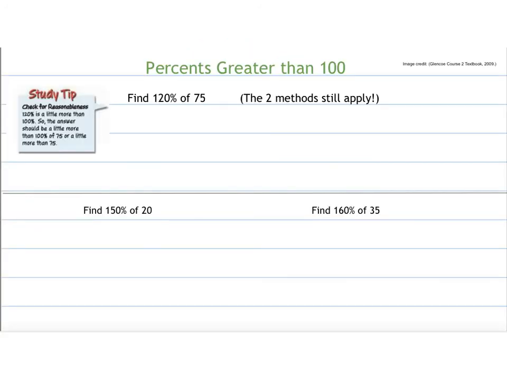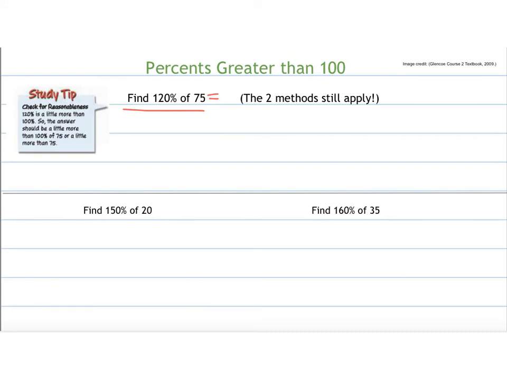So if we have a percent greater than 100, we know that it is going to be larger than the number that we are taking a percent of. So if we have 120% of 75, I know that my answer is going to be greater than 75, because 100% of 75 is 75. So we do the same exact thing.